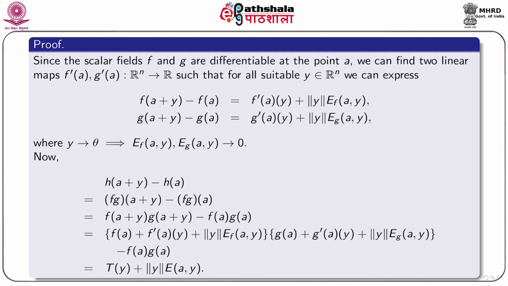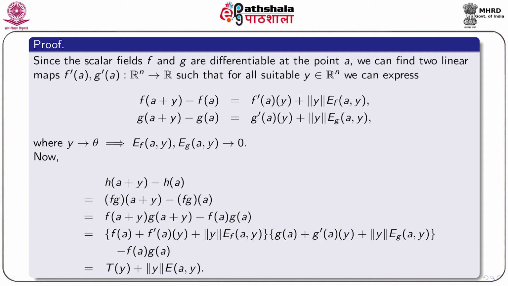We put these values of f of a plus y and g of a plus y together. Each term has 3 components. So, whenever we take the product, we shall get 9 terms, and we also have the term minus f a g a. Let us write this as T y plus norm y E a y. We know our next task is to find a suitable linear transformation T and the error term E a y.